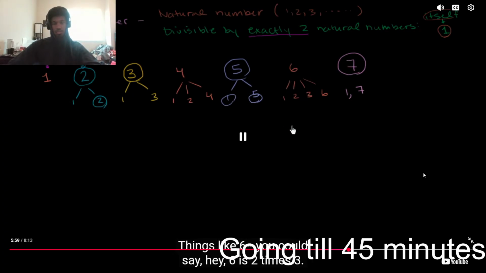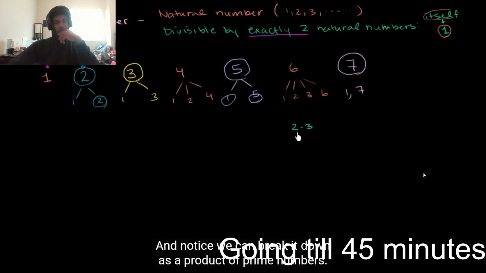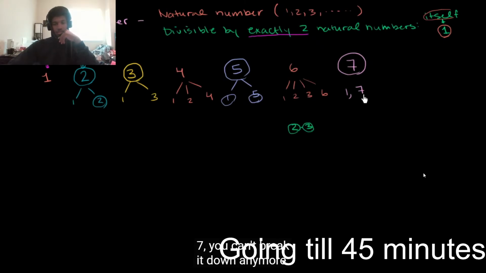Things like 6, you could say, hey, 6 is 2 times 3. You can break it down. And notice, we can break it down as a product of prime numbers. We've kind of broken it down into its parts. 7, you can't break it down anymore.